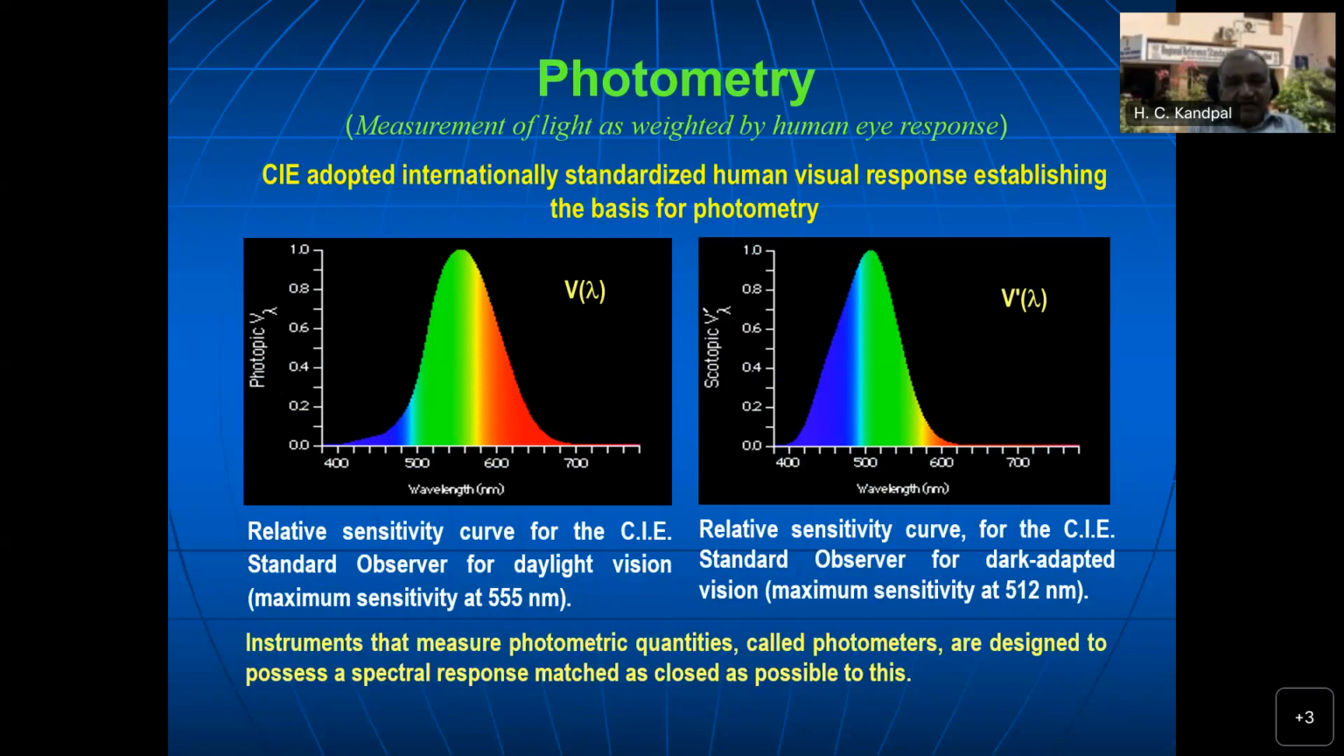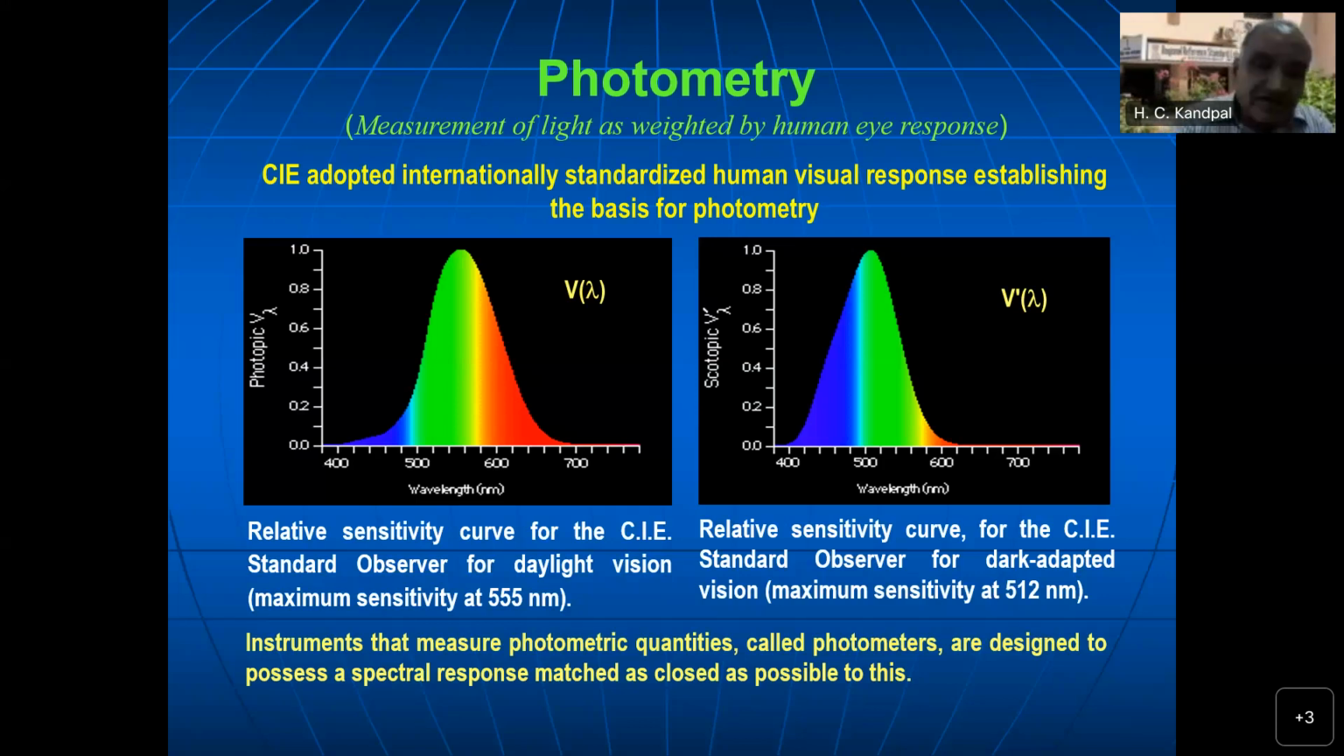And in the night, how our sensitivity changes, that is shown here. And CIE, Commission Internationale de l'Éclairage, means International Committee on Lighting. After doing research on a large number of human beings, about 1 million people, they produced a graph which is called V lambda.